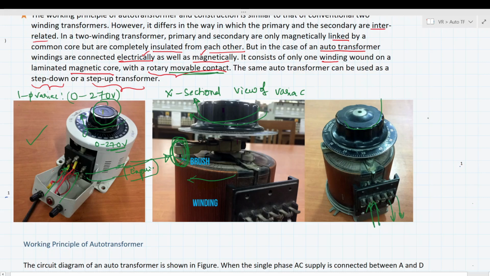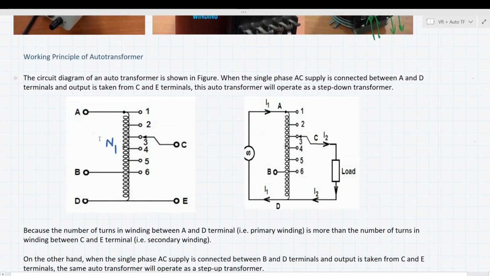It is available as single phase as well as three phase. Single phase has a 0 to 270 volts range as mentioned here. So this is 270. Now let us see the working principle of an auto transformer. The circuit diagram of an auto transformer is shown in the figure. Here, this is the circuit diagram of an auto transformer.